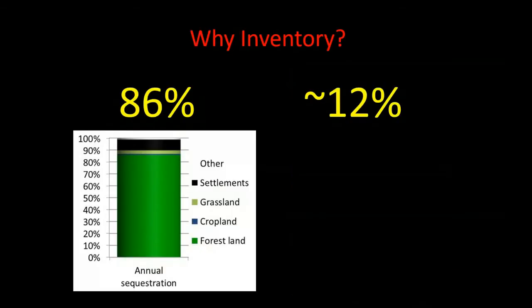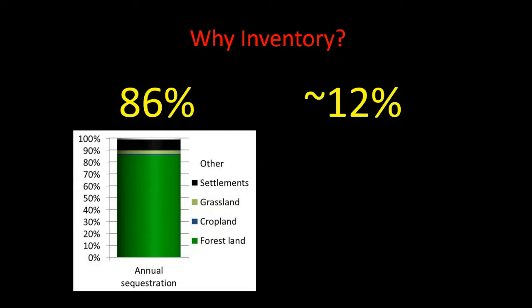So for some of the background, why do we inventory forest carbon? I have two numbers here, 86% and about 12%. And for 86%, that relates to the amount of sequestration by land use across the United States. Whether we're talking about settlements like cities, suburban areas, grasslands, croplands, or agricultural areas, and then forest land. These are various land uses.